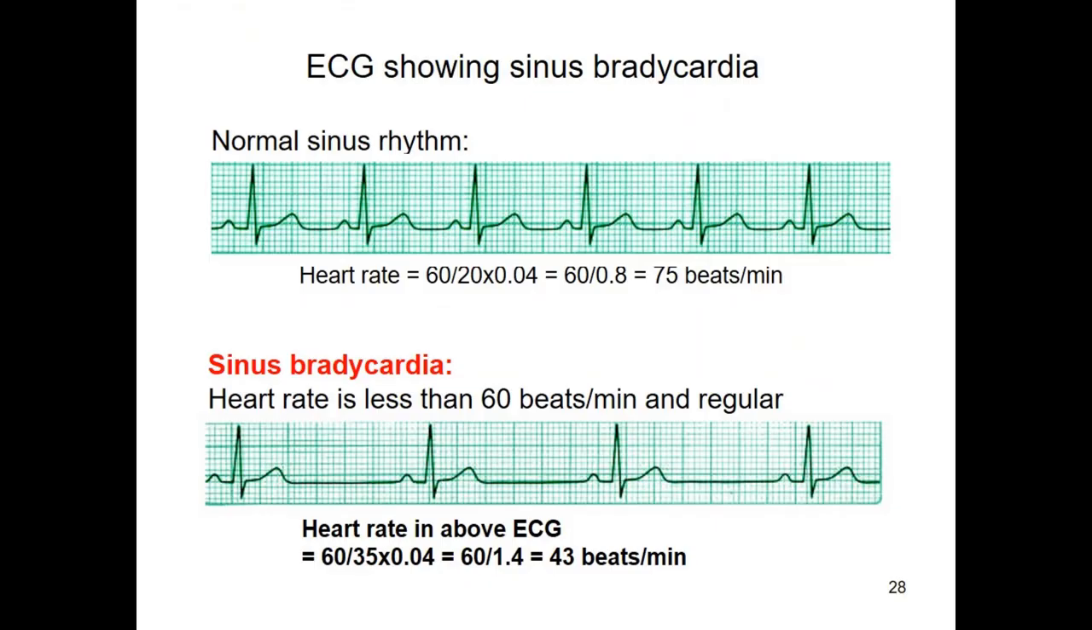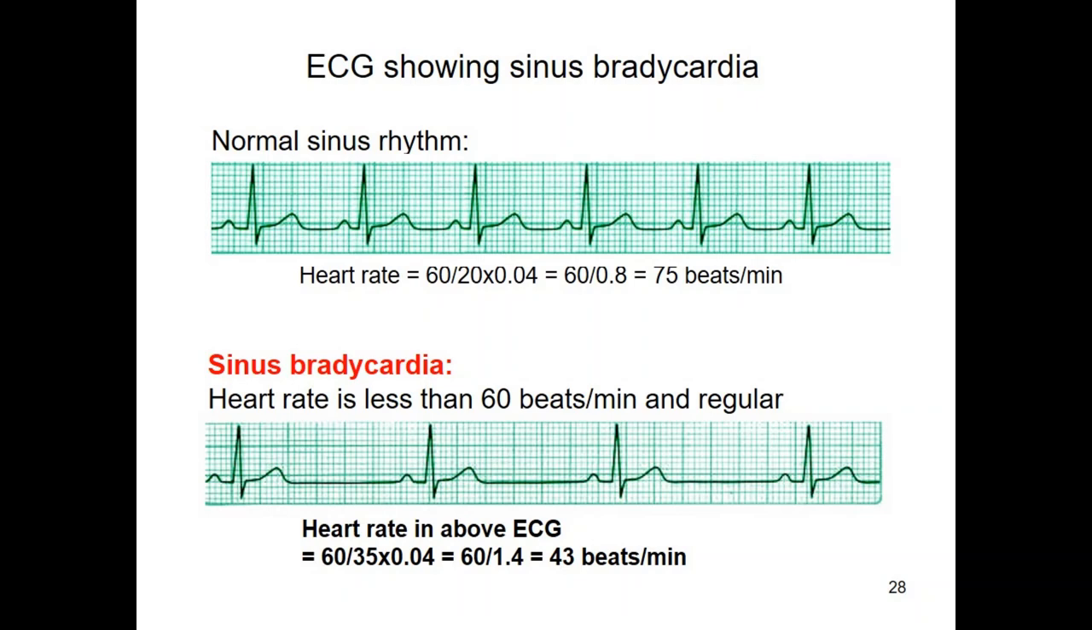Now we go to another important thing called bradycardia, sinus bradycardia. This is a normal sinus rhythm, 0.8 seconds RR interval, 75 beats per minute is the heart rate. Look at this. Slow, infrequent cycles. R is coming much more slowly or infrequently, but regularly. 0.04 times 35, 1.4 seconds. 43 beats per minute. This is very, very less.